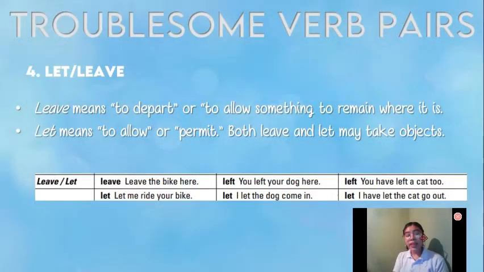We have let and leave. This is the next pair. Leave means to depart or to allow something to remain where it is. And let means to allow or permit. Both leave and let may take objects. These both take objects, but leave is usually to go away or to allow something to remain where it is.